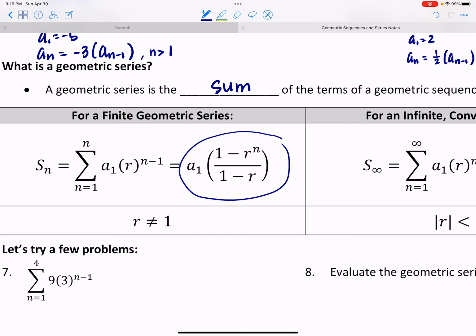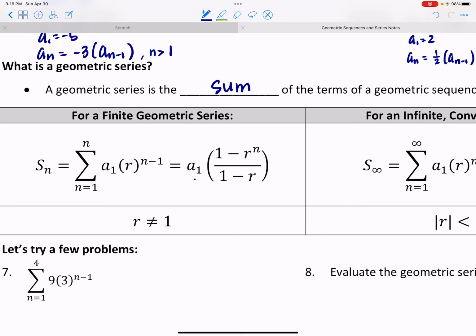If we are looking for the sum for a finite geometric series, that means we're starting at the natural number 1 and going to the nth term. So we know the number of terms. We also have to know our explicit formula. Finding a finite geometric series that starts at n equals 1 and goes to n, the sum for those n terms will be a sub 1 multiplied by this fraction, which is 1 minus r to the nth over 1 minus r.